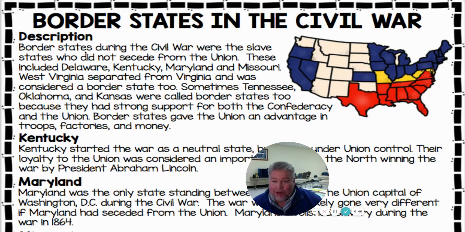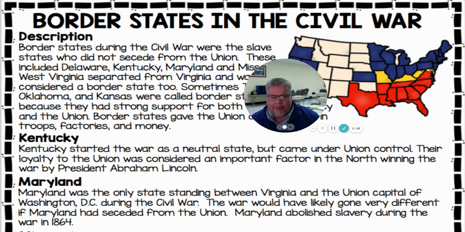Description. Well, the border states during the Civil War were the slave states who did not secede from the Union. These included Delaware, Kentucky, Maryland, and Missouri. West Virginia separated from Virginia and was considered a border state too. Sometimes Tennessee, Oklahoma, and Kansas were called border states too because they had strong support for both the Confederacy and the Union. Border states gave the Union an advantage in troops, factories, and money.